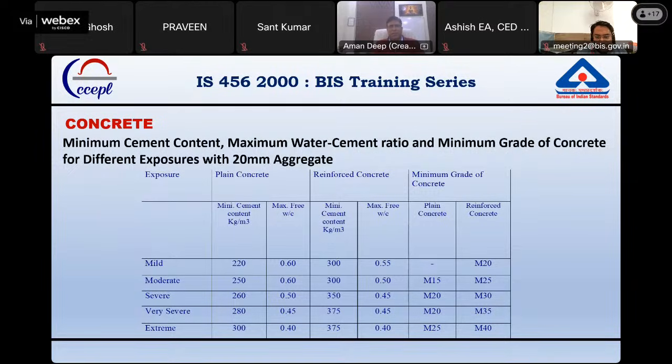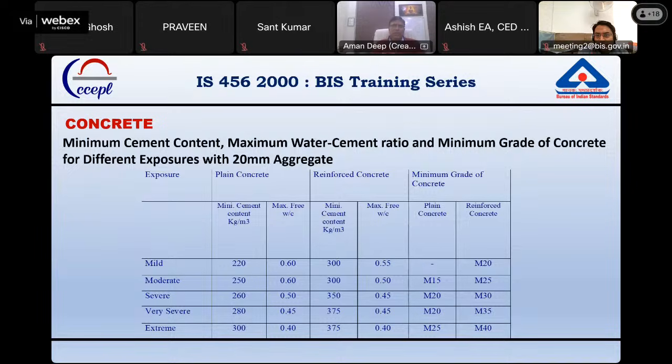But when we consider moderate conditions, our cement content in RCC remains 300 kg, but the water cement ratio goes down to 0.5, and the grade of concrete for RCC goes to M25. Plain concrete, of course, we can go for M15. There is not an issue. But when we go for concreting work in severe or very severe conditions, the maximum free water cement ratio is reduced to 0.45, and the minimum cement content is also increased, and the grade of concrete for the work is also increased, which can be used for the RCC work.